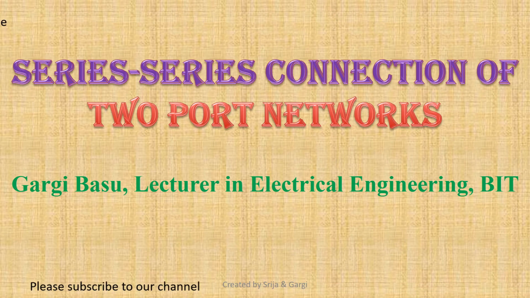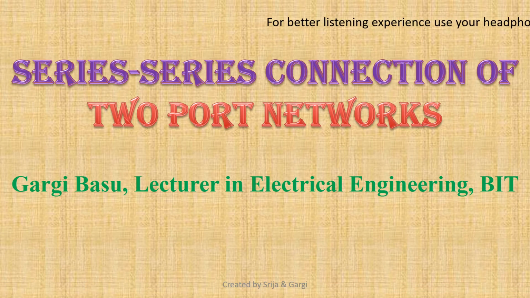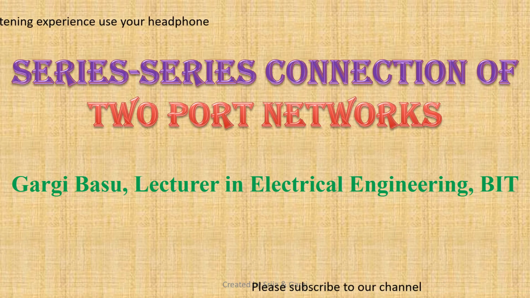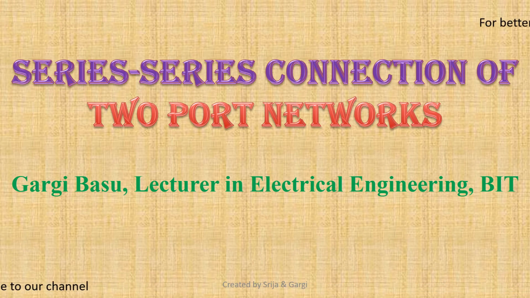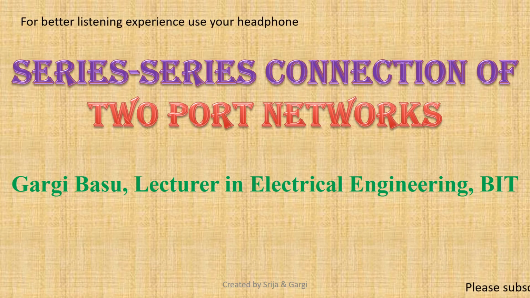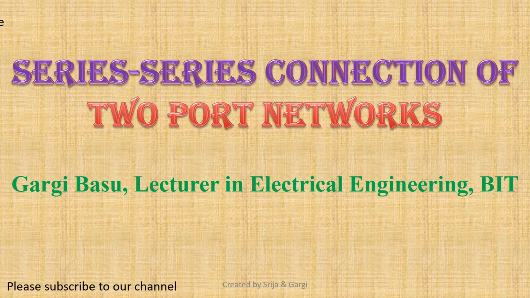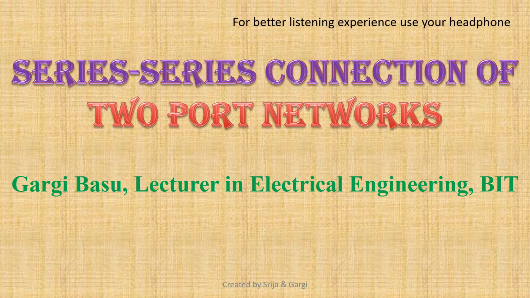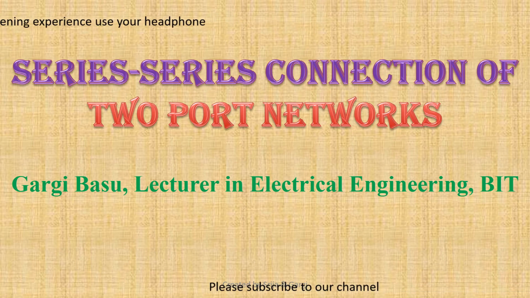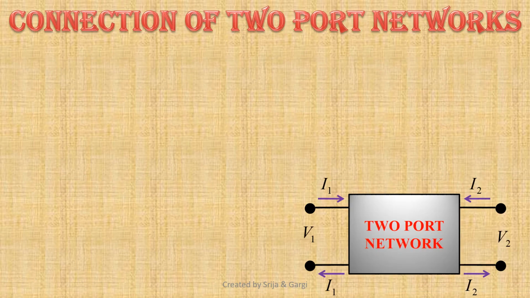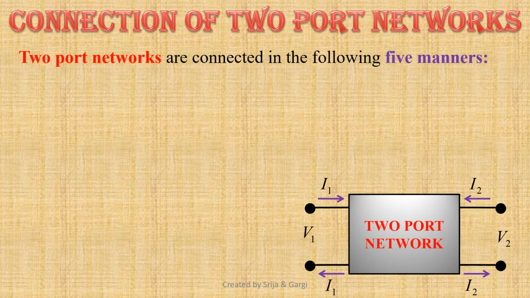It is also easier to shield the smaller units to reduce the parasitic capacitances to ground. A variety of interconnections are feasible. Today we shall discuss series connection of two-port networks. Two-port networks can be interconnected in various ways.